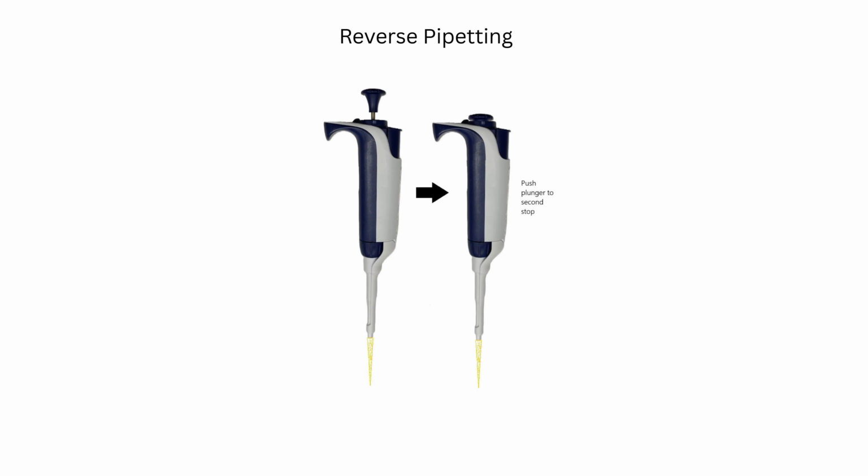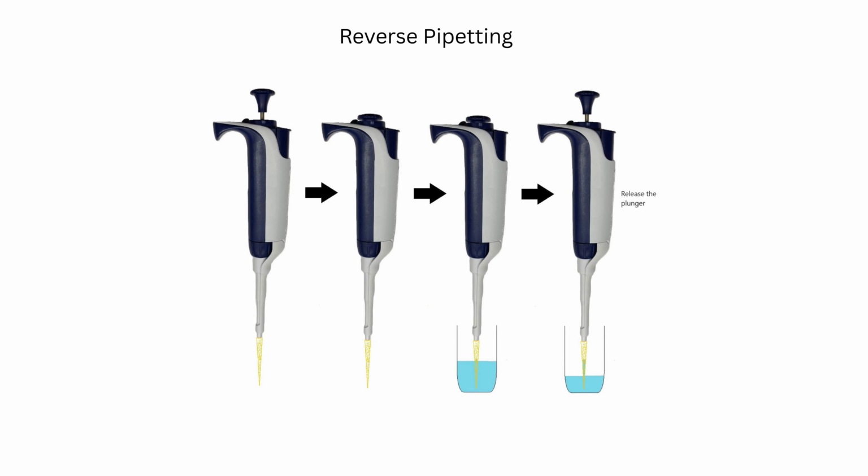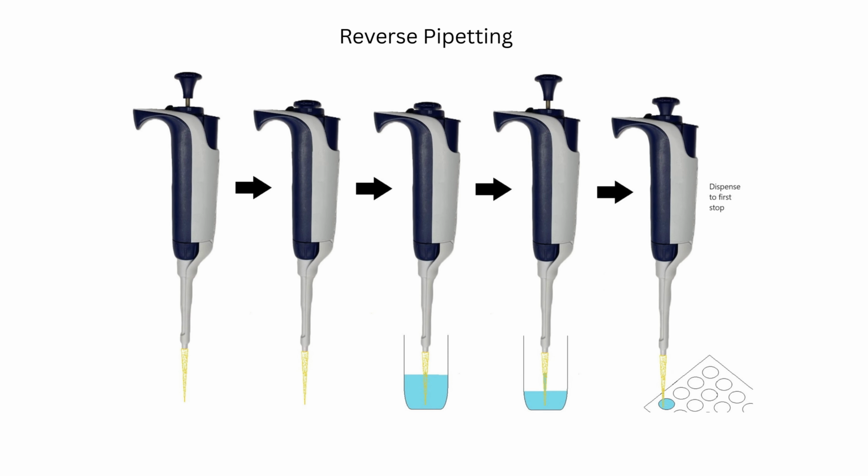In reverse pipetting, the plunger is pushed to the second stop. Holding the pipette vertically, lower the tip into the sample and slowly release the plunger to draw up the sample. By pushing the plunger into the second stop, slightly more volume than needed is drawn up into the tip. The sample is dispensed by pushing down the plunger to the first stop only. Be careful not to push down to the second stop, as this will dispense more volume than needed.